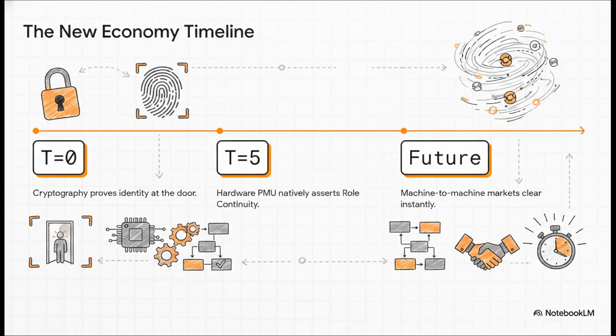At T0, cryptography proves an agent's identity at the door. Simple. But by T+5, the hardware PMU natively asserts role continuity, proving the agent's intent without a single software audit. When you eliminate the transaction cost of constantly auditing agents in the cloud, you unlock something amazing. Zero-latency machine-to-machine markets where specialized labor and compute can clear at the literal speed of light.